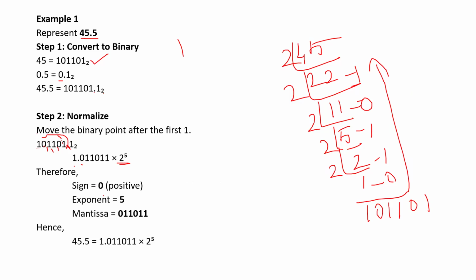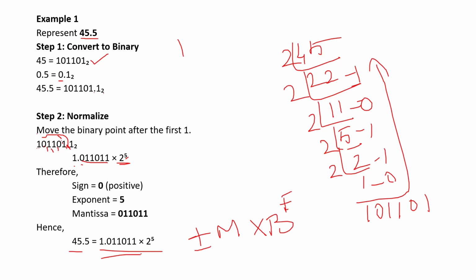So here the sign is 0, which means positive. The exponent is 5. The mantissa is 0, 1, 1, 0, 1, 1. That is my mantissa. So what is the 45.5 value? It is 1.011011 into 2 power 5. What is this format actually? Plus or minus m into b power e, this format I have written, that's all.